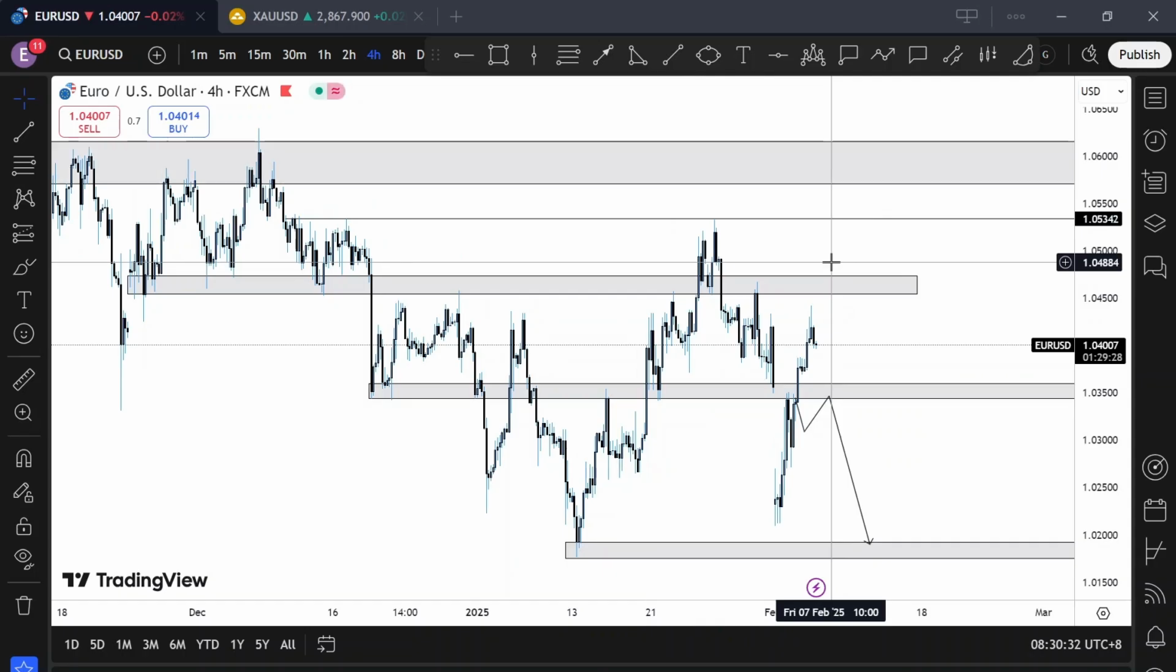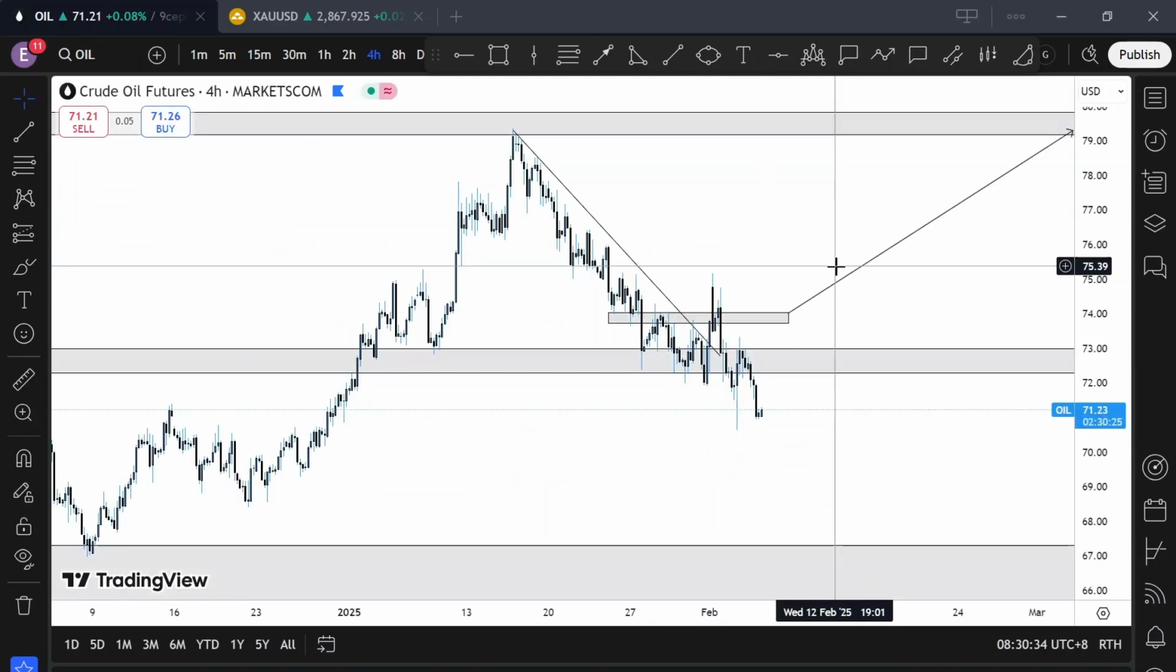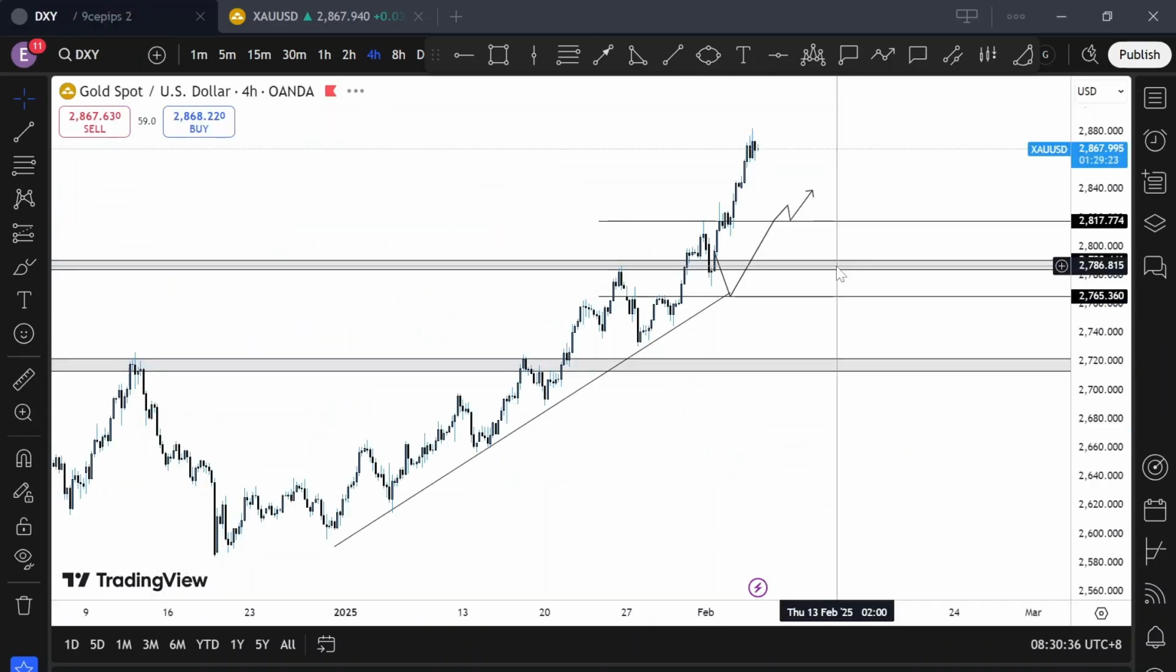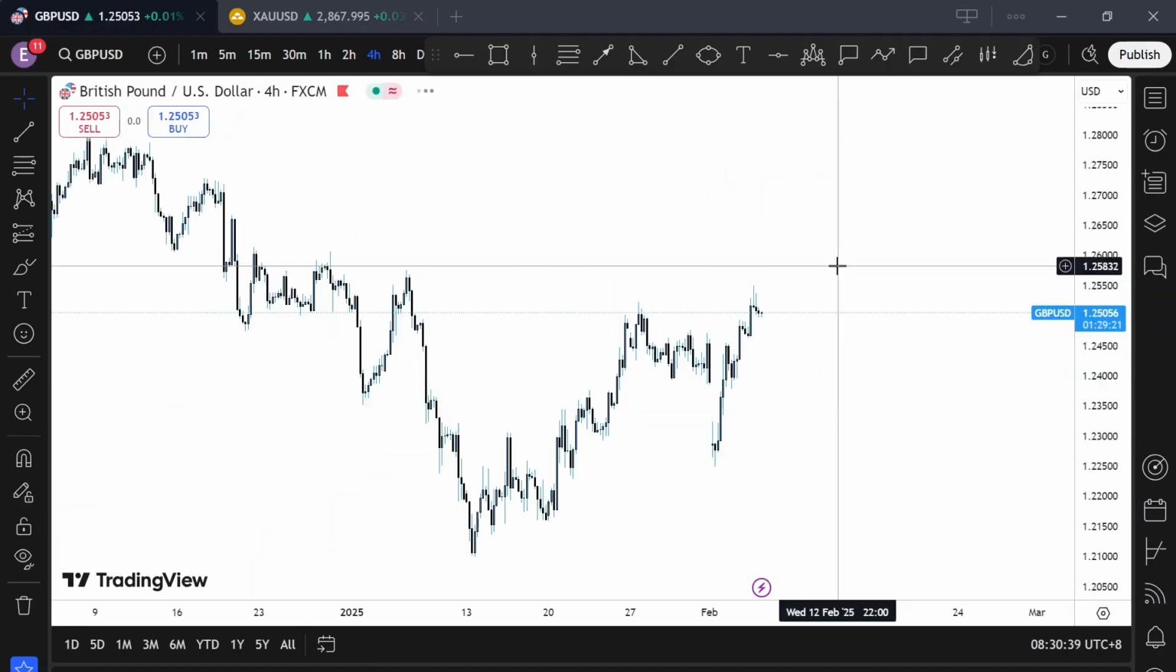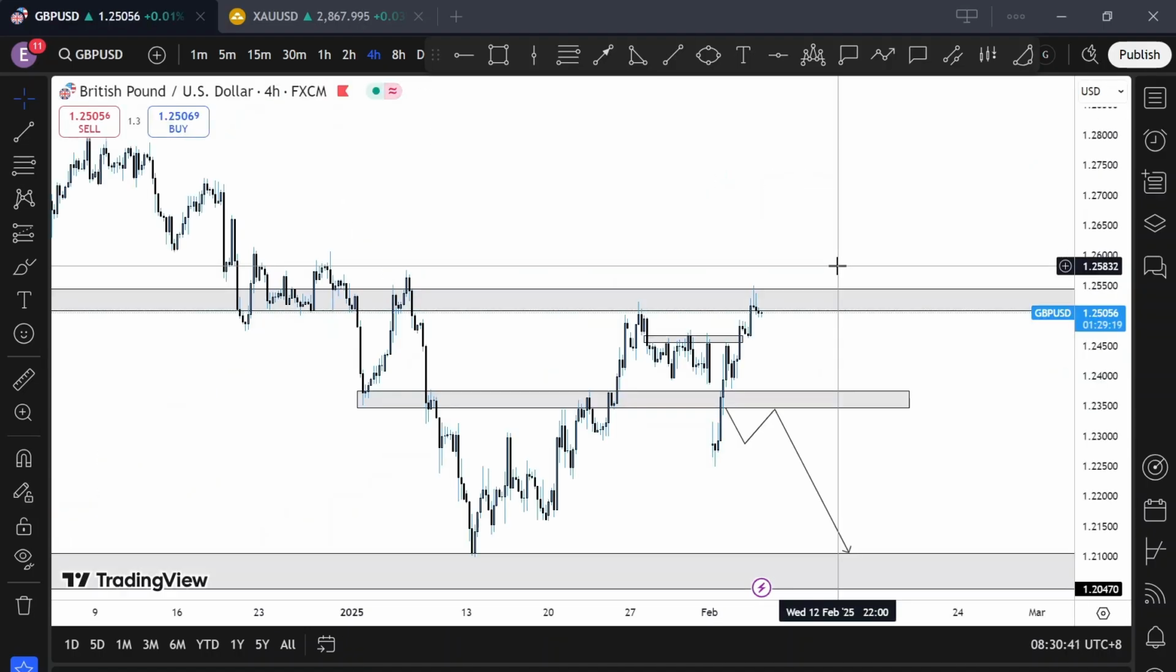Well, we've got Euro USD here, and oil and gold, and of course the DXY. So this week started really very volatile. We saw a lot of gaps in the market.